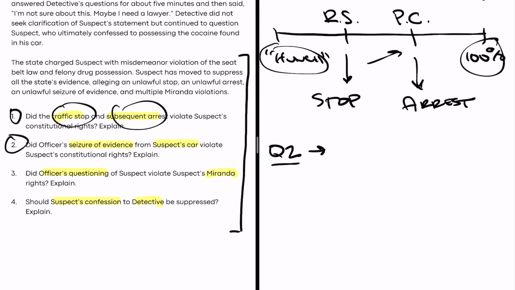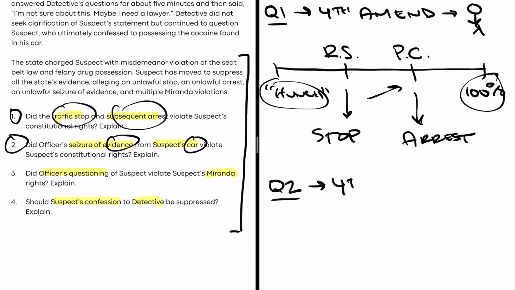Over here, if we look at question number two, did officers' seizure of evidence from suspect's car violate suspect's constitutional rights? Okay, so this is still Fourth Amendment territory, right? This is still Fourth Amendment. But instead of a seizure of a person, this looks like a search and seizure of evidence, right? This is not the actual stop and arrest of a human being. This is search and seizure of evidence from the suspect's car.